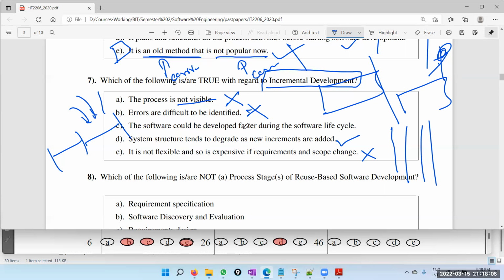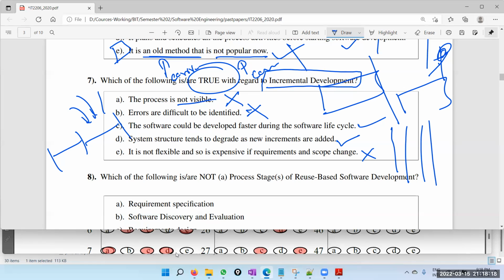Right, the software could be developed faster. I will say yes. So then I will go for C and D. C, D, they have taken A also.